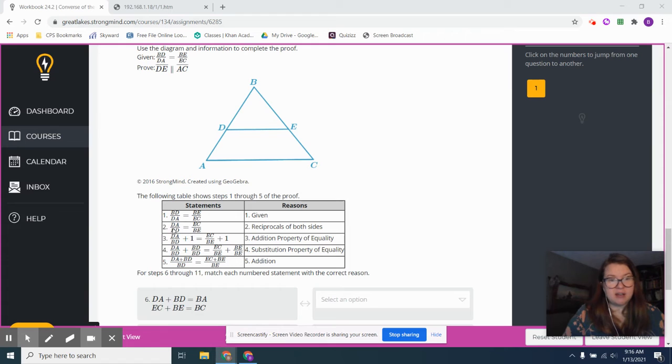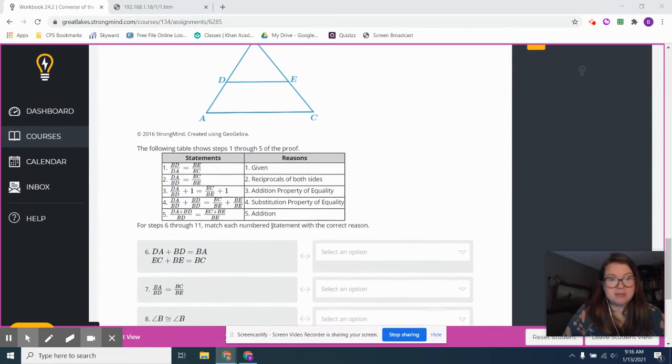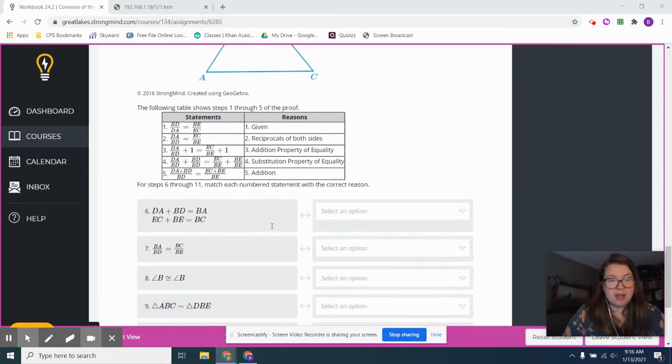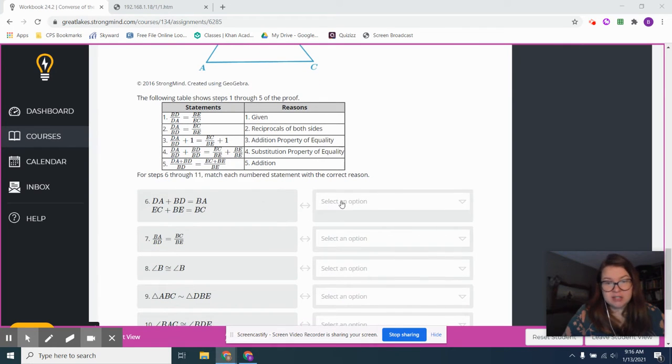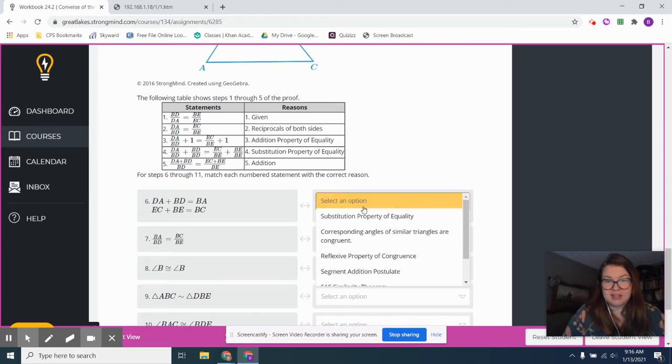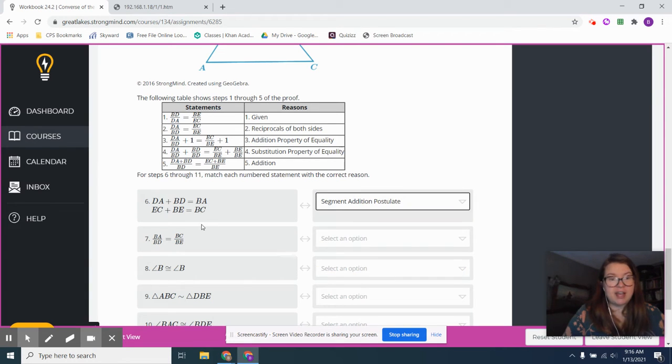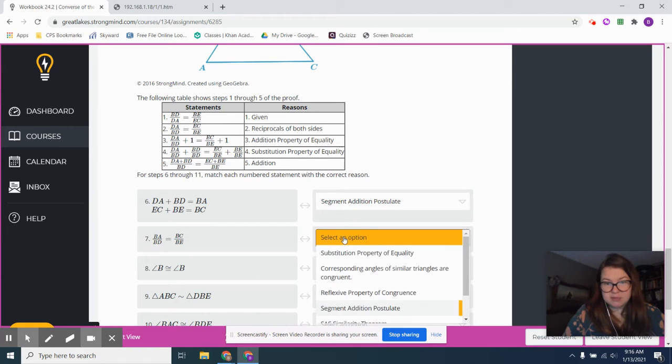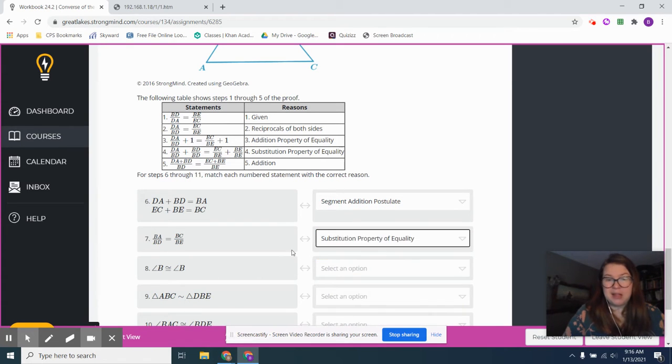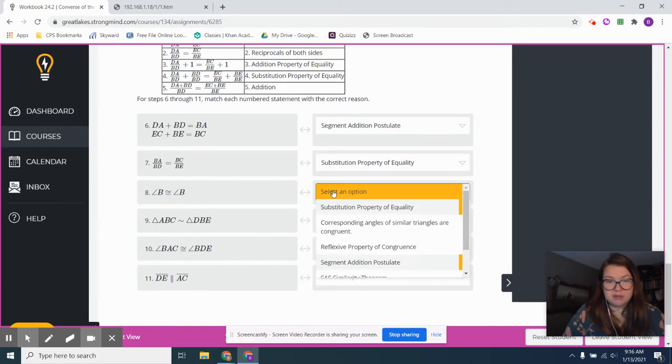But then they also did a bunch of other stuff in there, like we did on the last one. We substituted it in, we added them up, and then right here, it's the same type of thing that we had last time. This is just the segment addition postulate, saying that if we can add them, then we can replace them. So this is going to be substitution. Angle B is the same thing as itself. That's always reflexive.